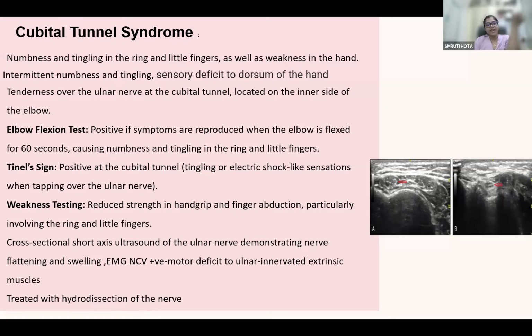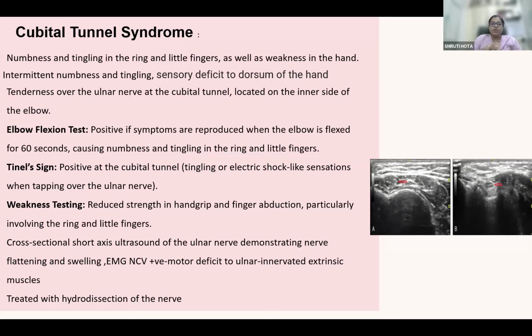When you flex the elbow, that is called the elbow flexion test, it will come positive. When the elbow is flexed for 1 minute, there will be tingling and numbness in the ring and little finger. Then the Tinel sign becomes positive. There will be tingling and an electric shock-like sensation when you tap over the ulnar nerve between the medial epicondyle and olecranon process. Then weakness testing.